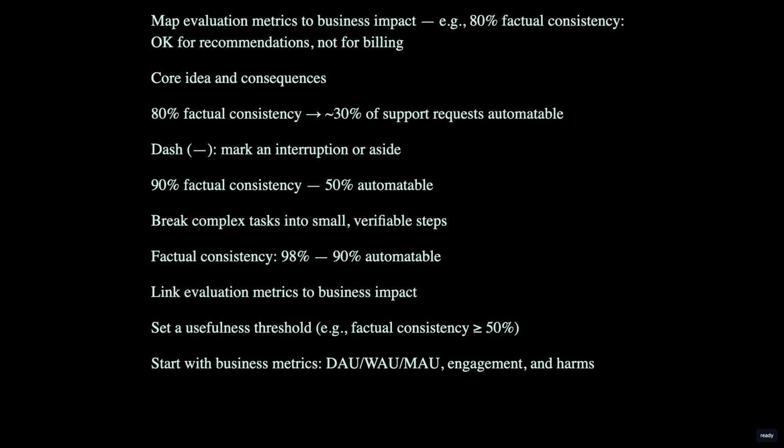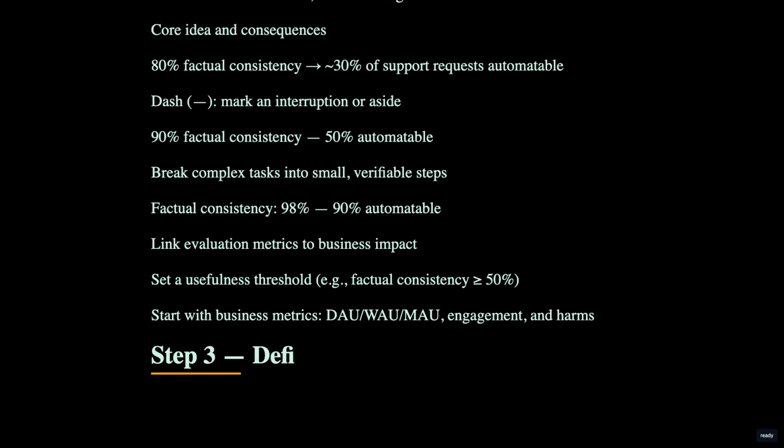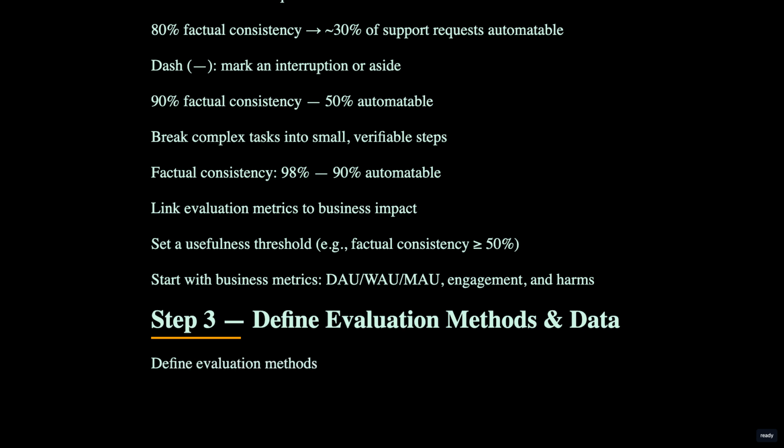Optimizing purely for stickiness or engagement can boost revenue while encouraging addictive features or extreme content, so weigh business goals against user well-being. Now we'll define how to evaluate the model and which data we'll use. This section covers selecting metrics, designing evaluation datasets, and specifying pre-processing, labeling, and sampling procedures so results are reliable and reproducible.